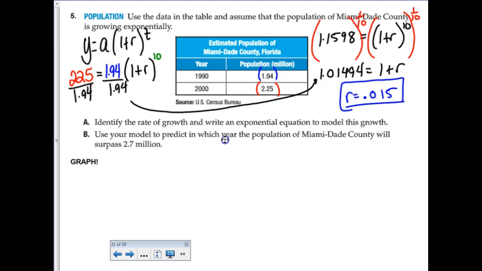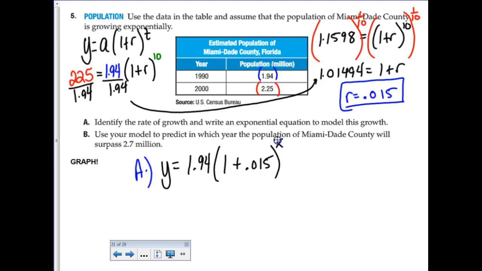So identify the rate of growth and then go back and write an exponential function. So for part A, they're going to want you to go back and leave y and x or t or whatever as variables right now, but do plug in the initial amount. So the population started at 1.94. It's growing at a rate of 1.5%, which you still have to write as 0.015. And then leave it up to the x power, or you could say t power, any variable you want.